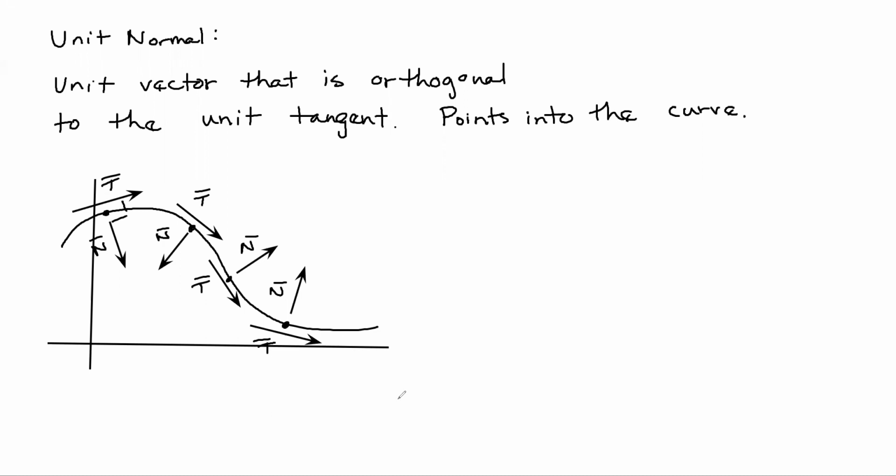Okay, so what is the formula? All of this is what the unit normal is. How do we calculate it? The unit normal is defined by the derivative of the unit tangent divided by the length of the derivative of the unit tangent.